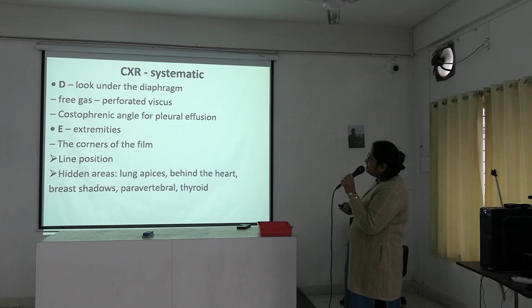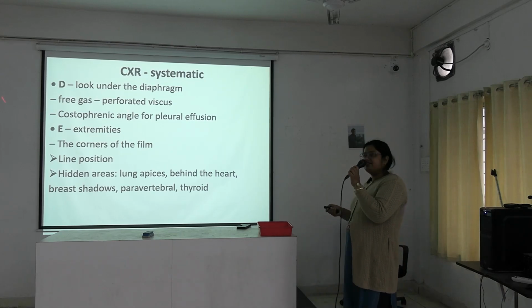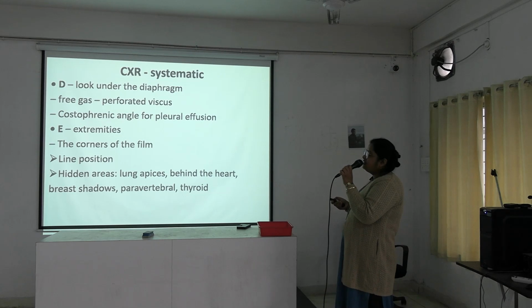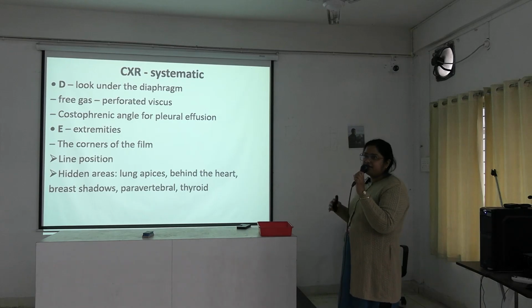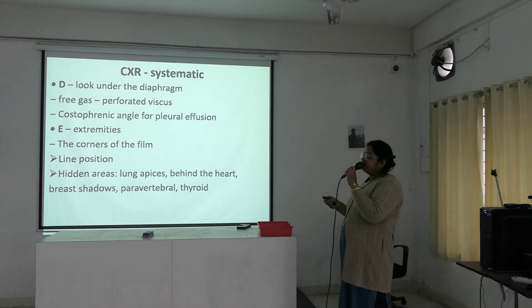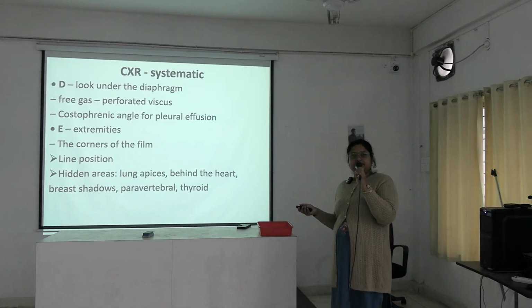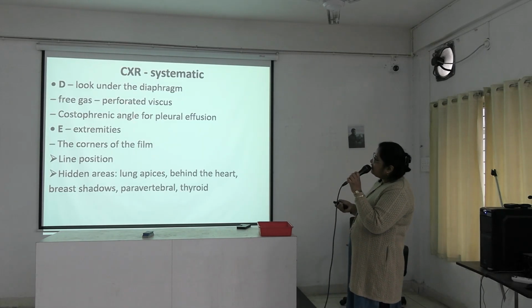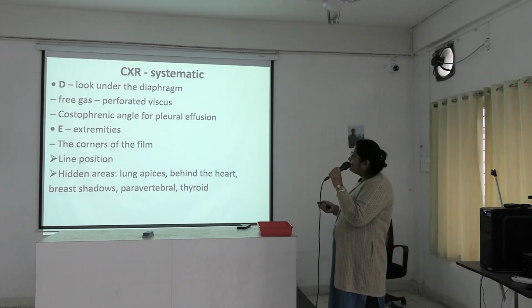In the pulmonary vessels, upper zone vessels are smaller than the lower zone. Next, D is the diaphragm. Look under the diaphragm for free gas shadows. Normally a fundic gas shadow is visible under the left dome of the diaphragm because of the presence of the stomach. Free gas shadows are present in perforated viscus in the abdominal cavity. And the costophrenic angle: it is obliterated in pleural effusion.